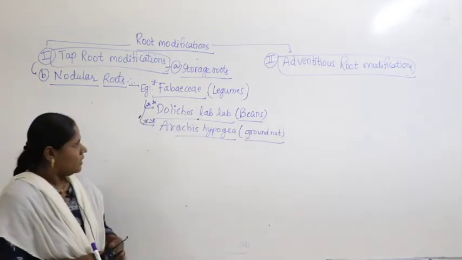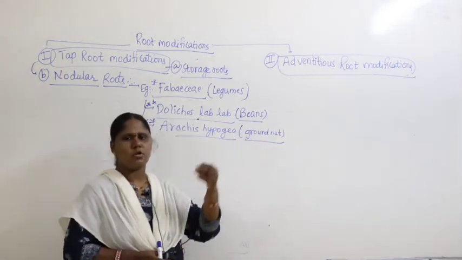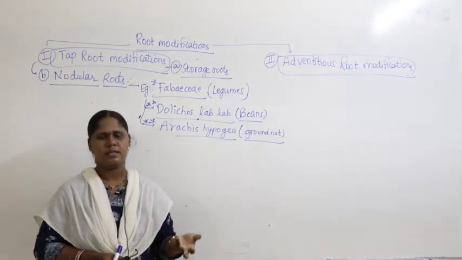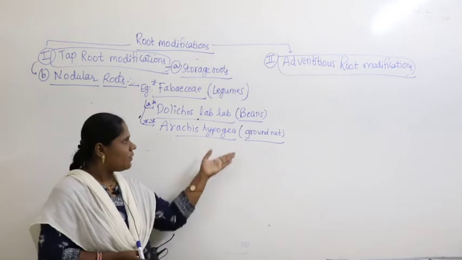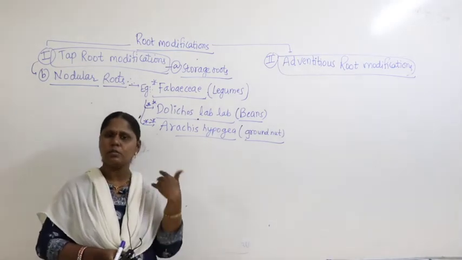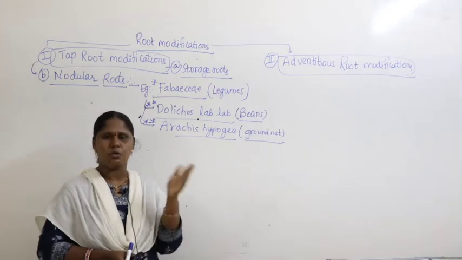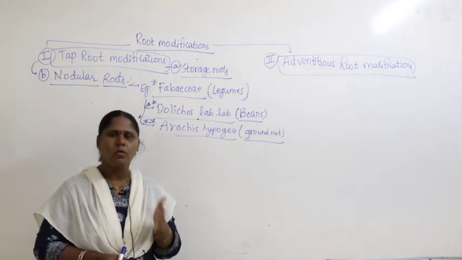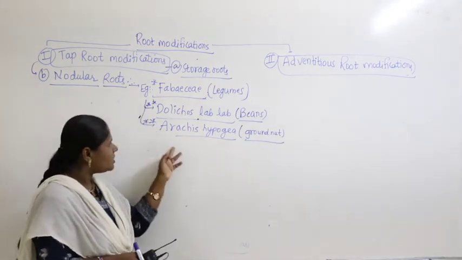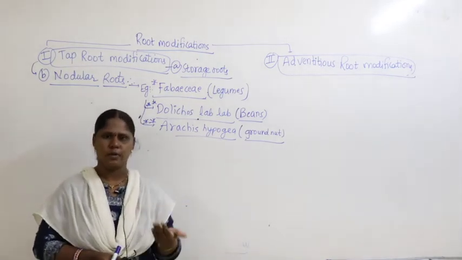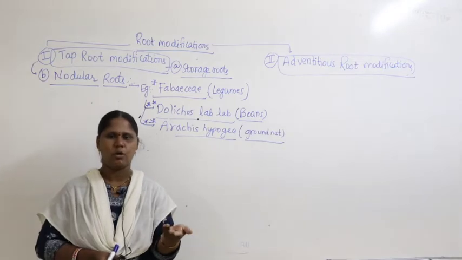Yes or no, right? Groundnut. You know, groundnut is most commonly used in chutneys and in making vegetables and curries and all that, right? So whenever you want to talk about groundnut, start using the scientific name. What is that scientific name? Arachis hypogea.